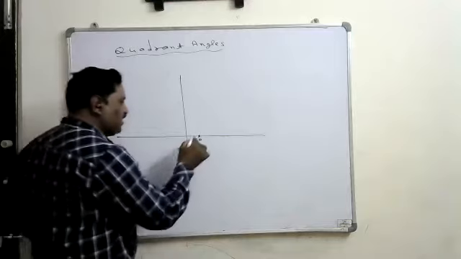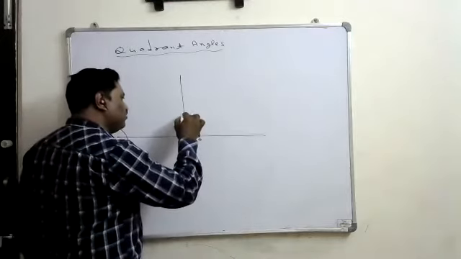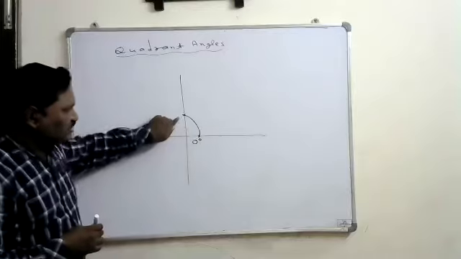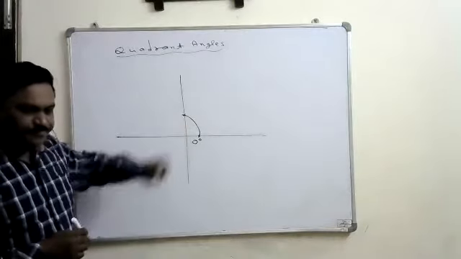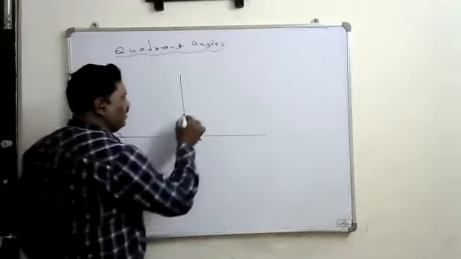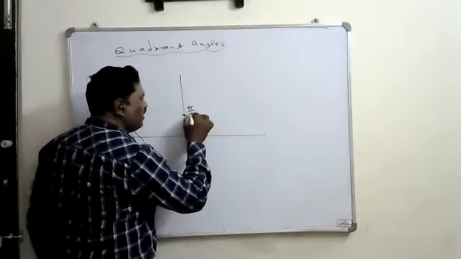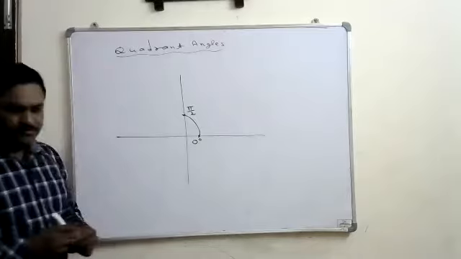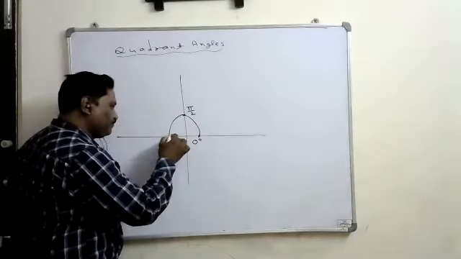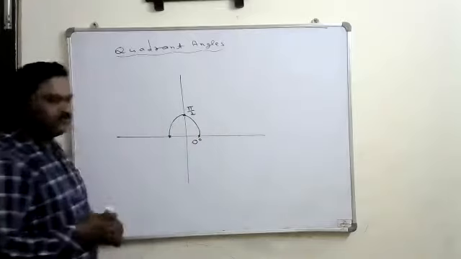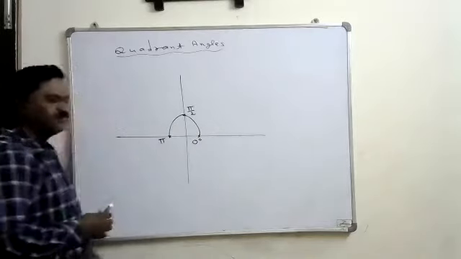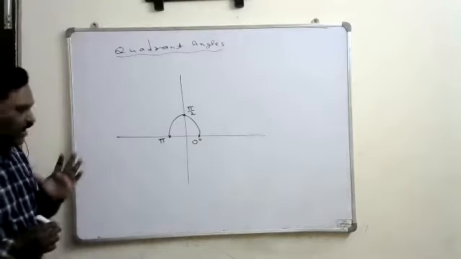From there, if you measure an angle in the anti-clockwise direction, you have to consider it as positive, right? From here to here, if I measure it, what is its total angle? 90 degree. So that 90, I can also write in radians as pi by 2. From there, if I move further, what is the total angle? 180. That 180 you can also write as pi in radians.